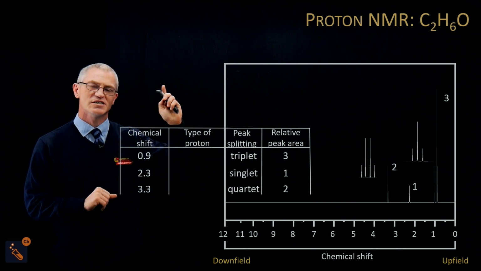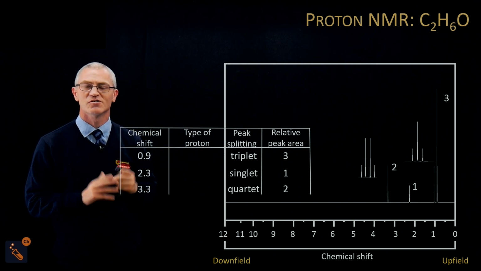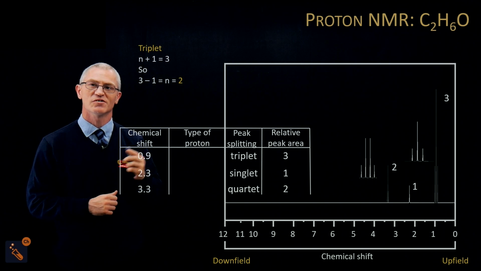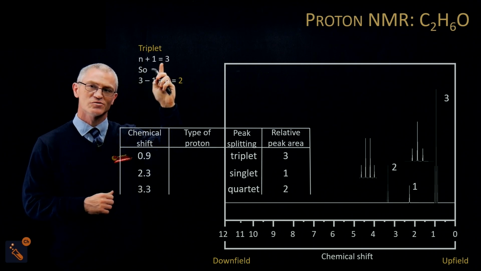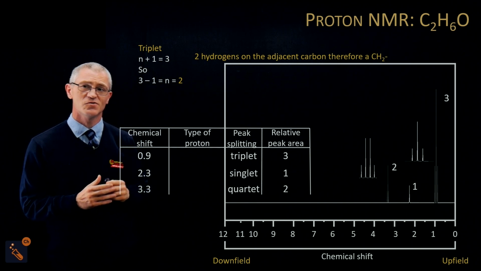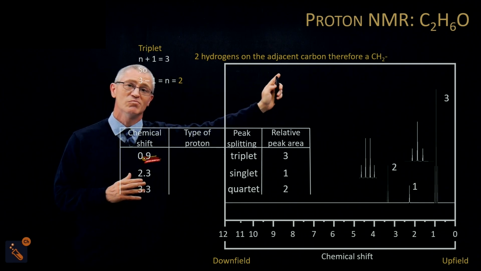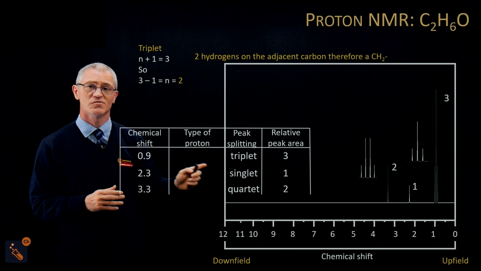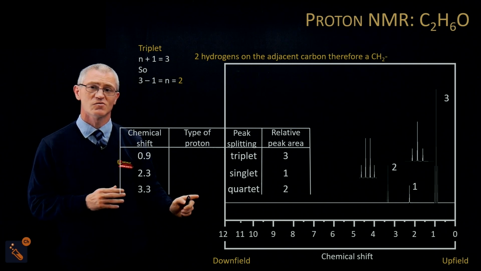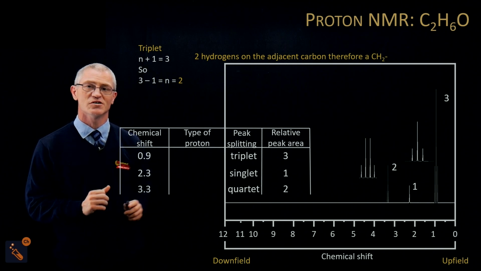But before we do that, let's always explain, whenever we do this, one of the peaks coupling or peak splitting, because sometimes you get a mark for that. So we have a triplet here, that means n+1 equals 3, and so 3 minus 1 equals n, which means I have 2 hydrogens on the adjacent carbon. So the one adjacent to a triplet must be a CH2. But anyway, let's go through.